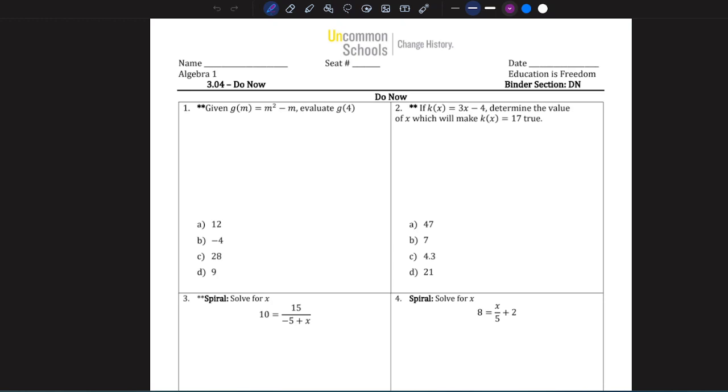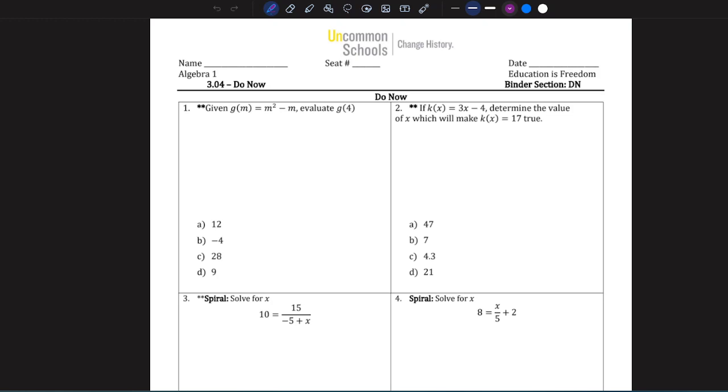You have at this point had some time to work on your do now, and so we're quickly going to go over just 1 and 2 to really make sure that we are all set with the topics that we've been talking about today in regards to functions and specifically the work we did with them yesterday.